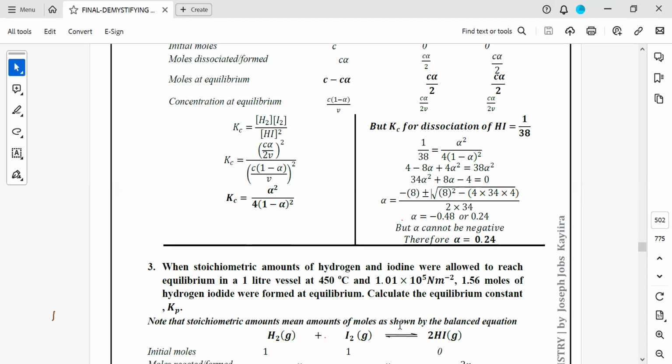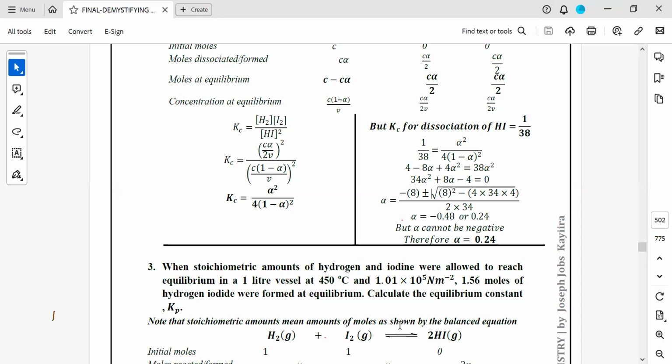So the question is saying, when stoichiometric amounts of hydrogen and iodine are allowed to reach equilibrium in a 1-liter vessel at 450 degrees Celsius and 1.01 times 10 power 5 newtons per meter squared, 1.56 moles of hydrogen iodide were formed at equilibrium. Calculate the equilibrium constant, Kp.